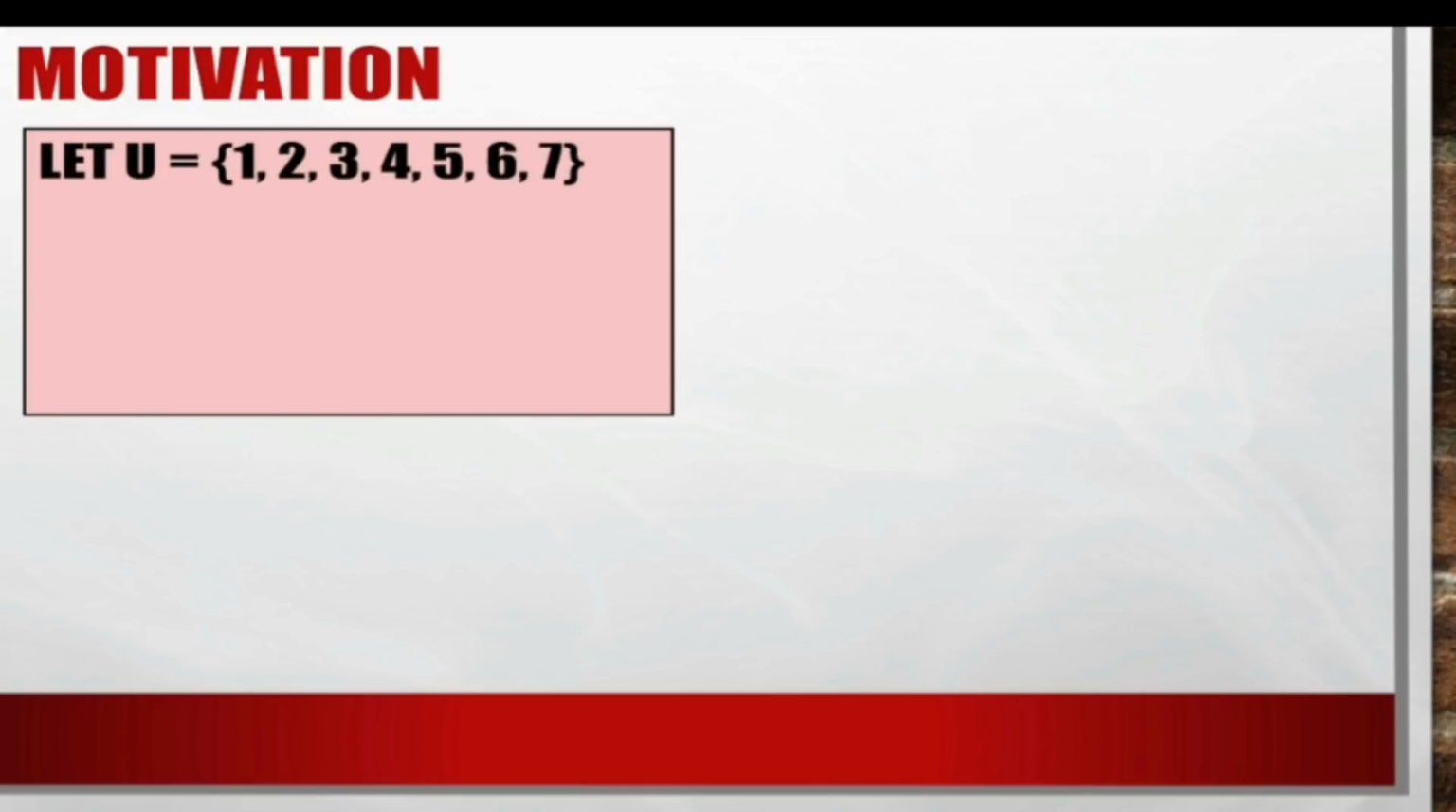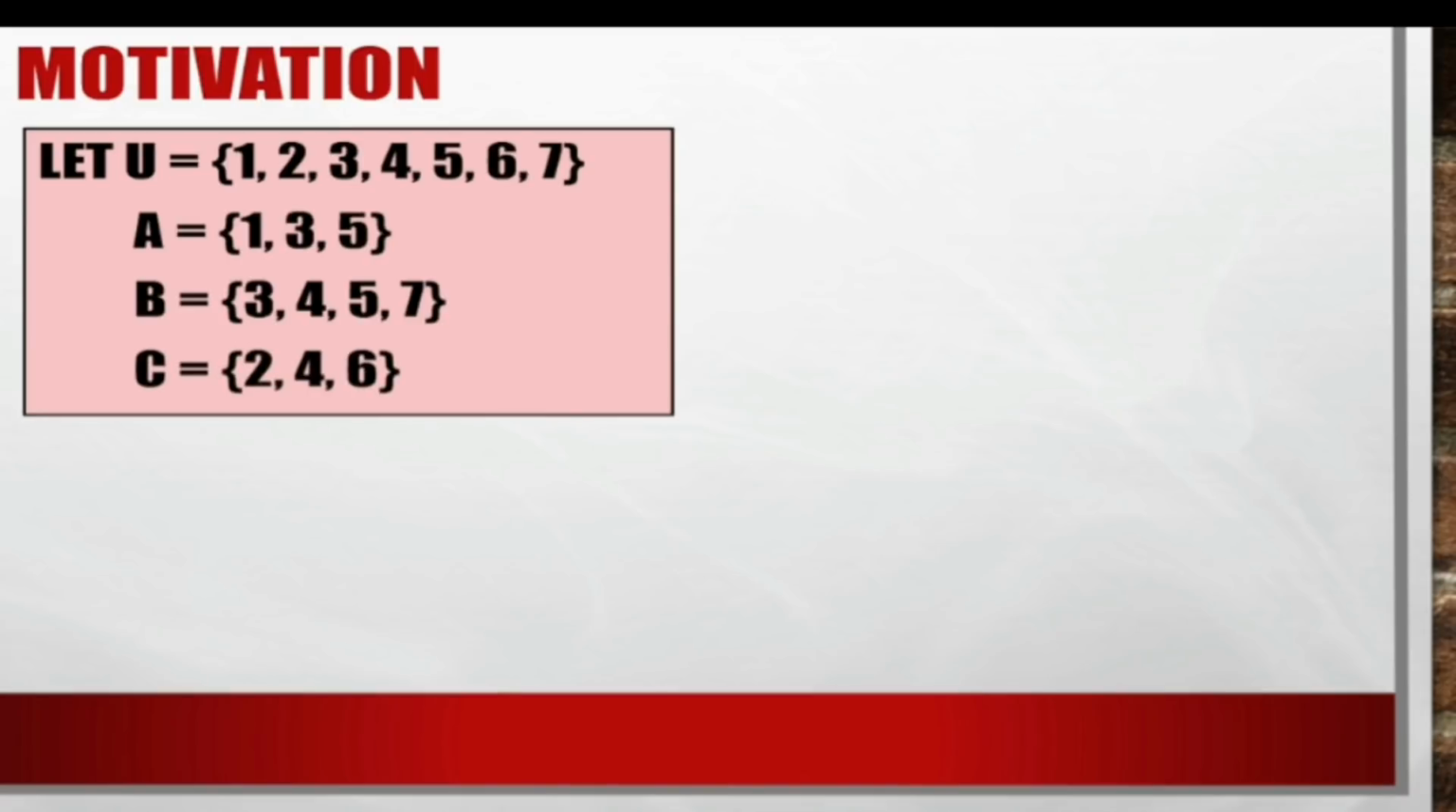Alright, before we proceed with our lesson, let's have some activity first. So we're going to recall our lesson about operations on sets. Suppose we have here the universal set which contains the elements 1, 2, 3, 4, 5, 6, and 7. We also have set A which contains the elements 1, 3, 5. For set B, we have the elements 3, 4, 5, and 7. And set C, we have here 2, 4, and 6.